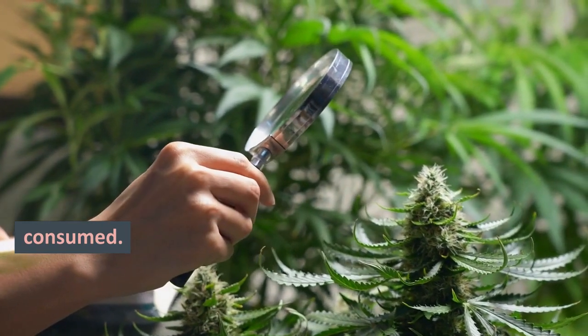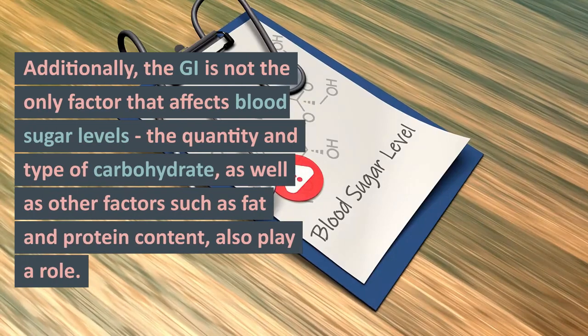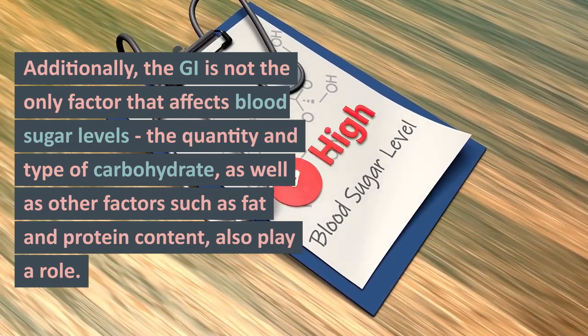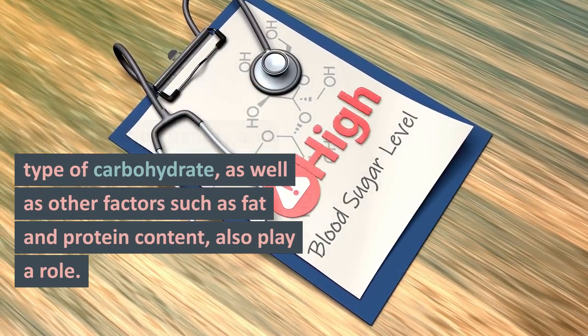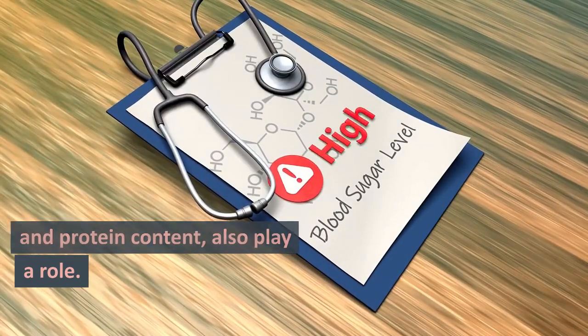including how the food is prepared and consumed. Additionally, the GI is not the only factor that affects blood sugar levels. The quantity and type of carbohydrate, as well as other factors such as fat and protein content, also play a role.